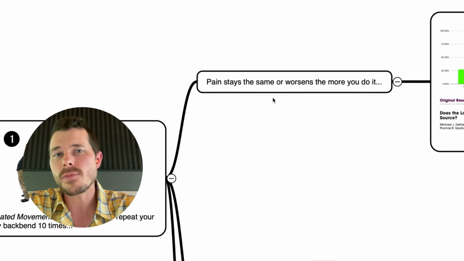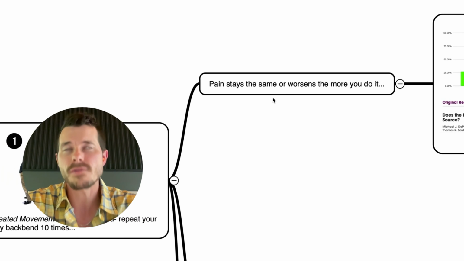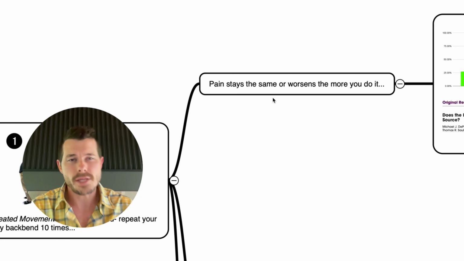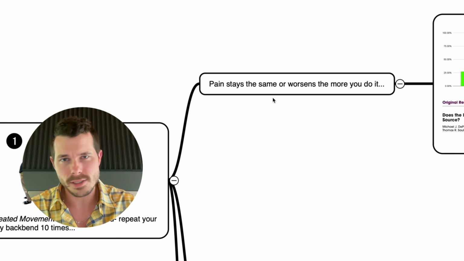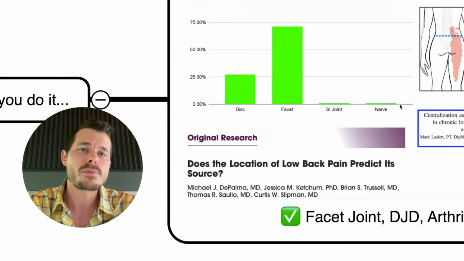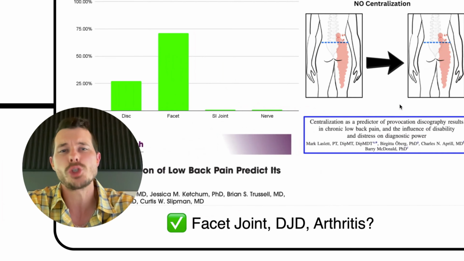Pain may stay the same or worsen the more you do it. So you feel pain at end range, you say, ouch, then you let it off and you're good. Ouch, then you're good. Ouch, then you're good. It just doesn't get any better and or it gets worse the more you do it. Then this shifts the probability a bit towards it being more of a joint problem.